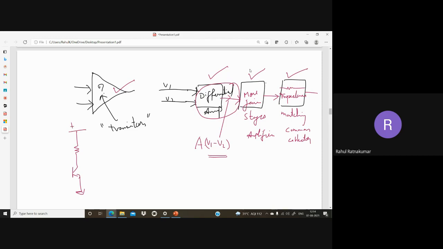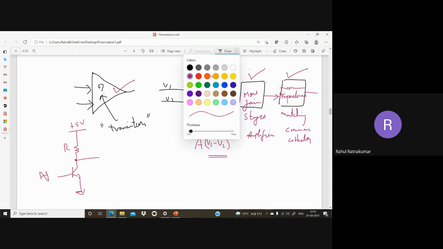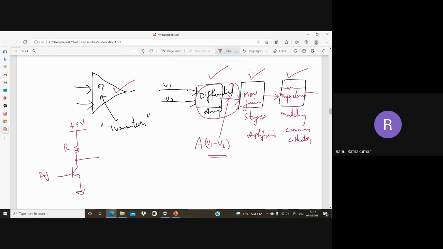This is, say, plus 5 volt, and I'm giving a small input voltage here. So this is R. Now the voltage at this point is rising. Let's take the positive edge. So what happens? The transistor base-emitter voltage is increasing. That means the transistor is becoming more and more on, so the current will be increasing. As the input voltage is increasing, IC is also increasing.